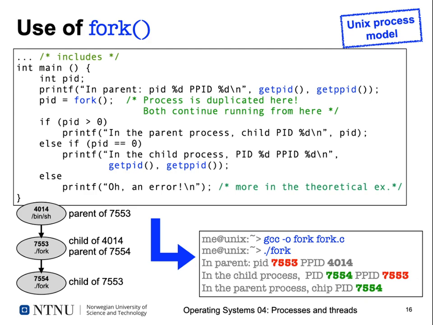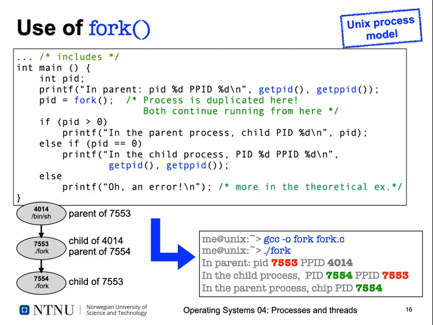So how do we get our own process ID now? Well, it's easy. We just call the system call getpid. In the child process, we output the same thing as above. So our process ID is now the process ID that was generated for the child process. And the parent process ID should be the process ID of the process that originally called fork.